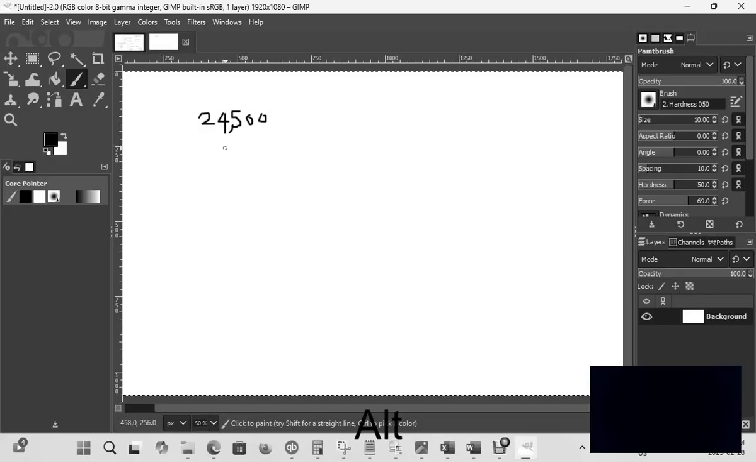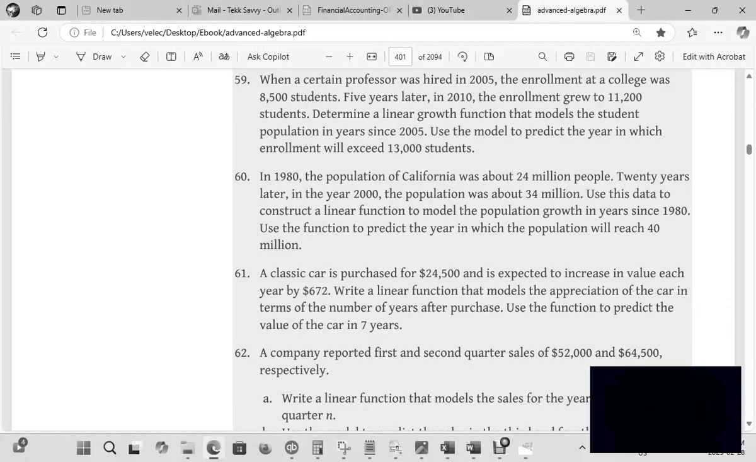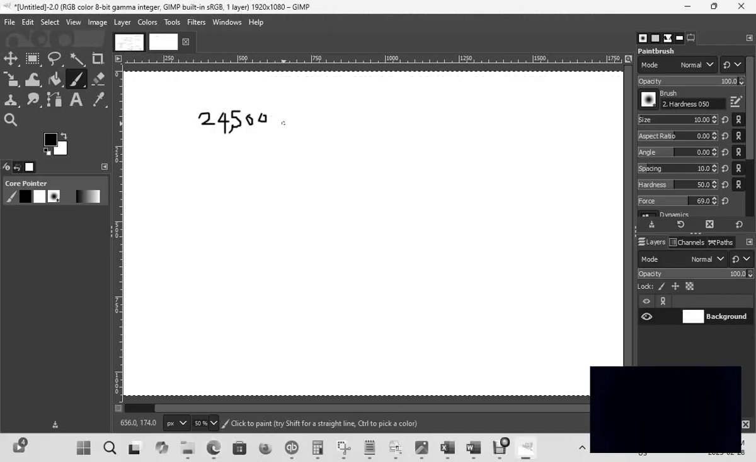All right, so we know that 24,500 is the value of the car right now. It's expected to go up each year by 672. So the increase, sort of like your acceleration in speed, is $672. This is also helpful to know for insurance purposes.